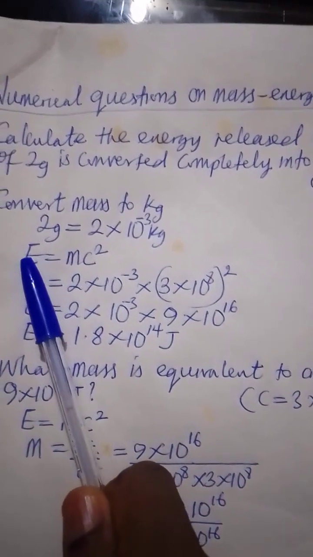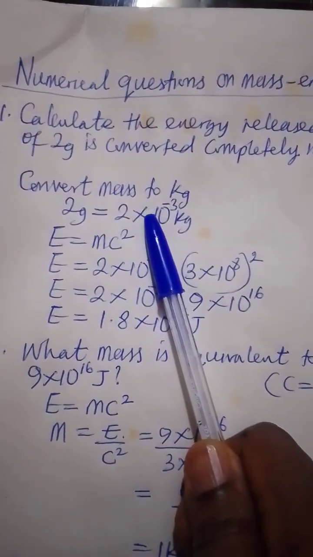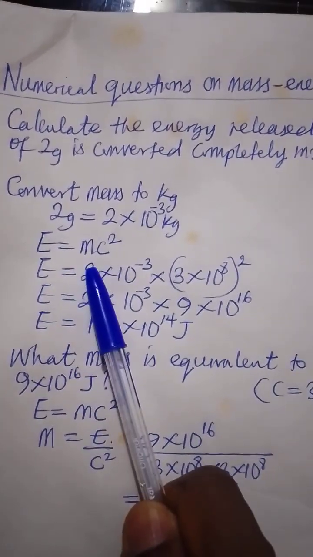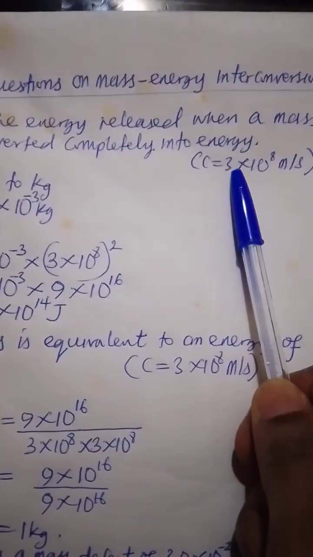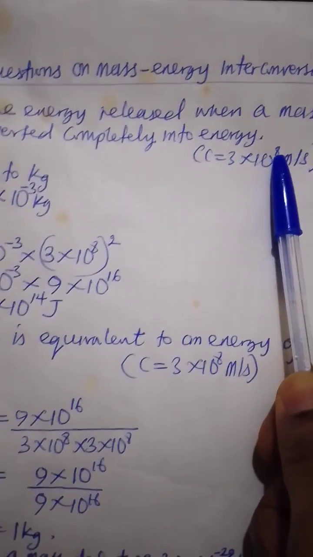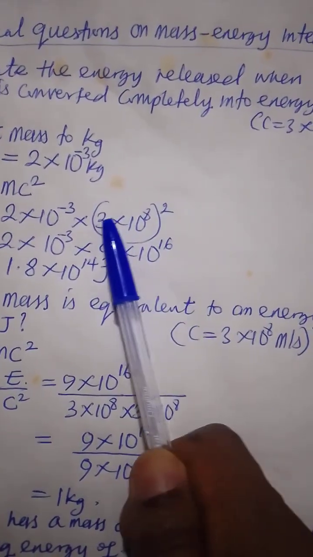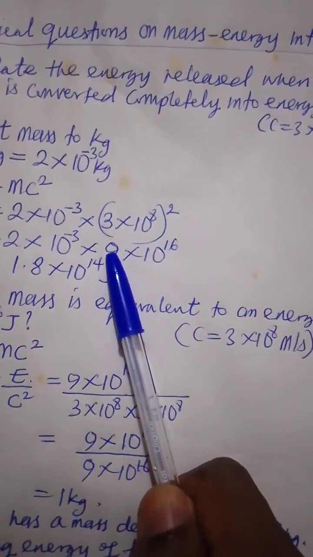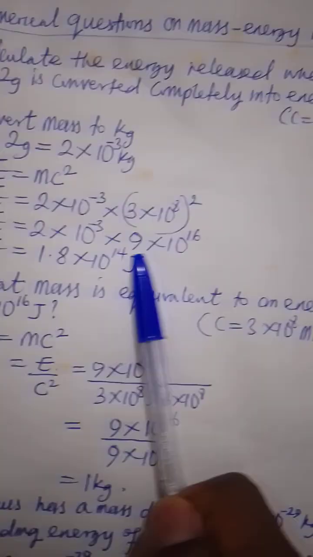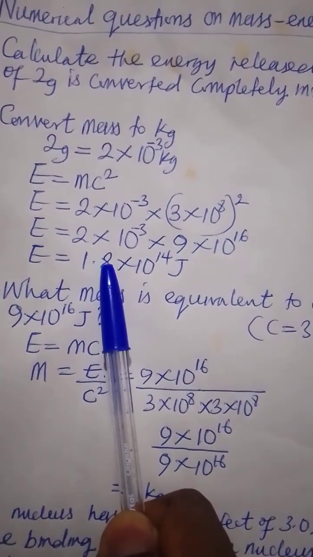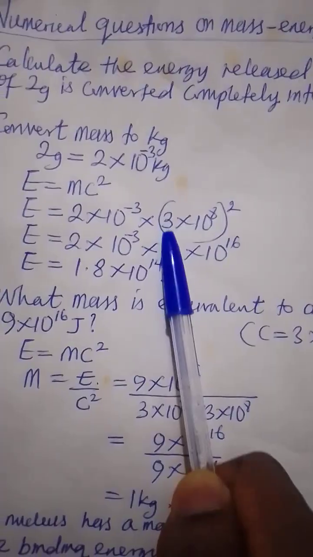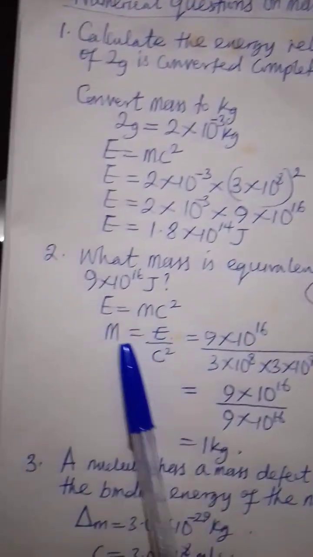And then we quote the formula E is mc squared. M is 2 times 10⁻³. C is given as 3 times 10⁸, of course, squared. If we resolve this, we're going to get 9 times 10⁻¹⁶. And resolving everything here gives us 1.8 times 10⁻¹⁴ joules.